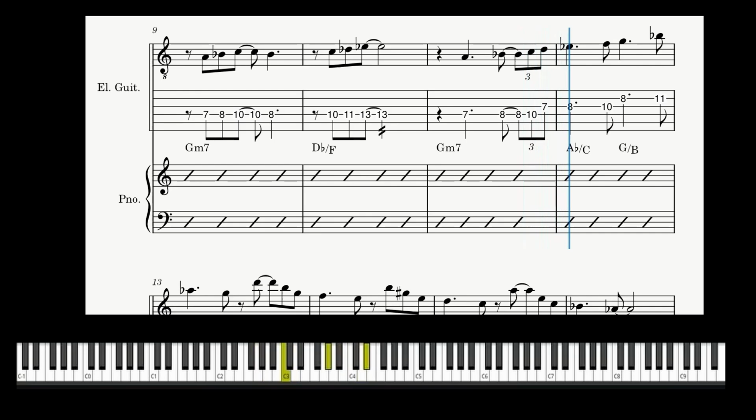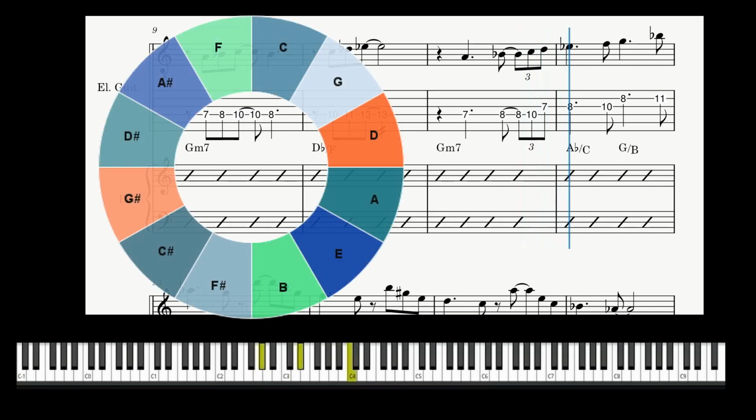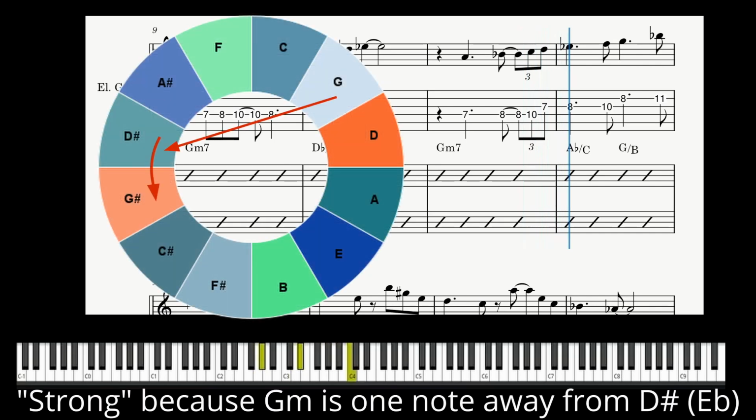Now this is cool. Take a look at this chord progression step between the G minor and the A flat major. If I just play them both in root position, here's the G minor 7, and then we go to an A flat major. And that's a strong motion.